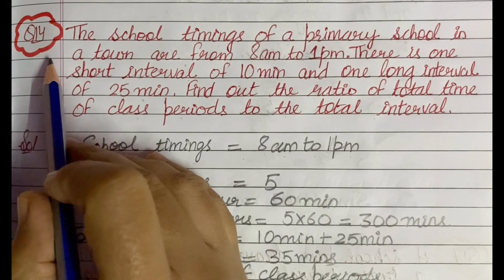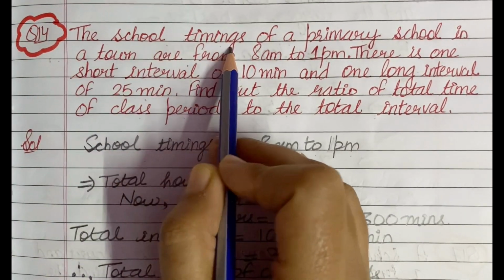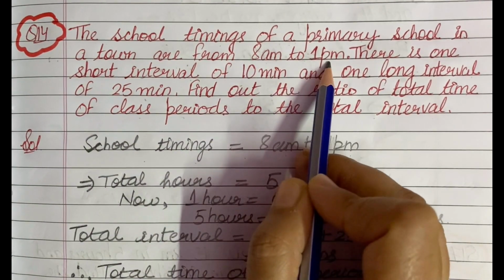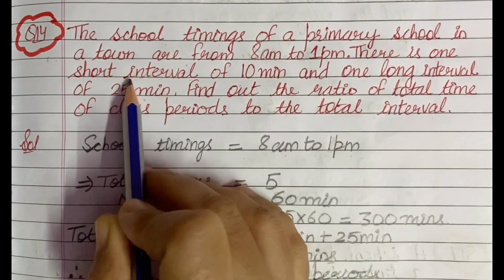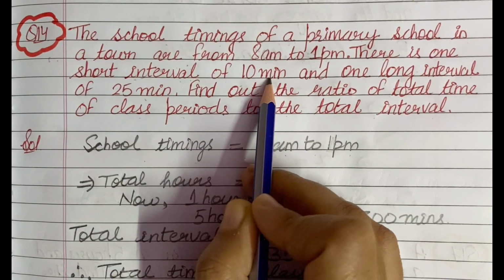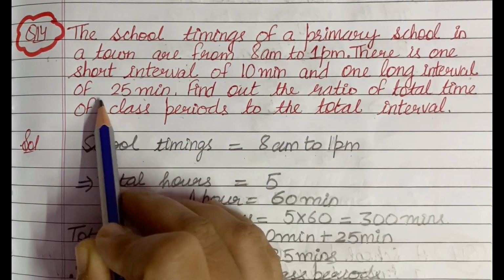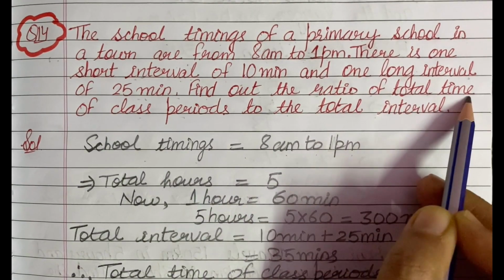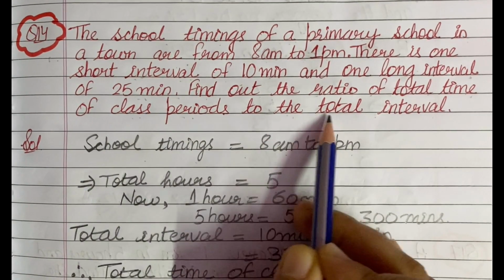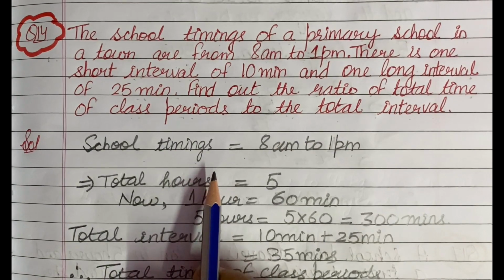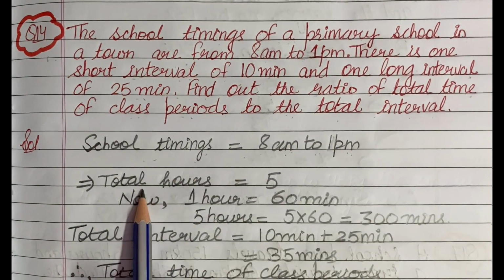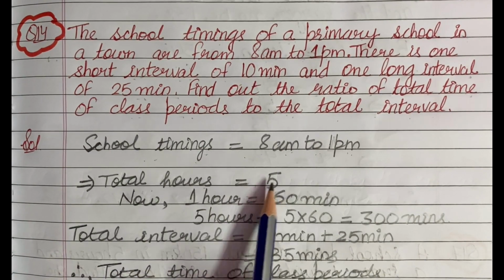Now question number 14 says that the school timings of a primary school in a town are from 8 am to 1 pm. There is one short interval of 10 minutes and one long interval of 25 minutes. Find out the ratio of total time of class periods to the total interval. Now students, here school timings is 8 am to 1 pm. That means total hours is equals to 5.